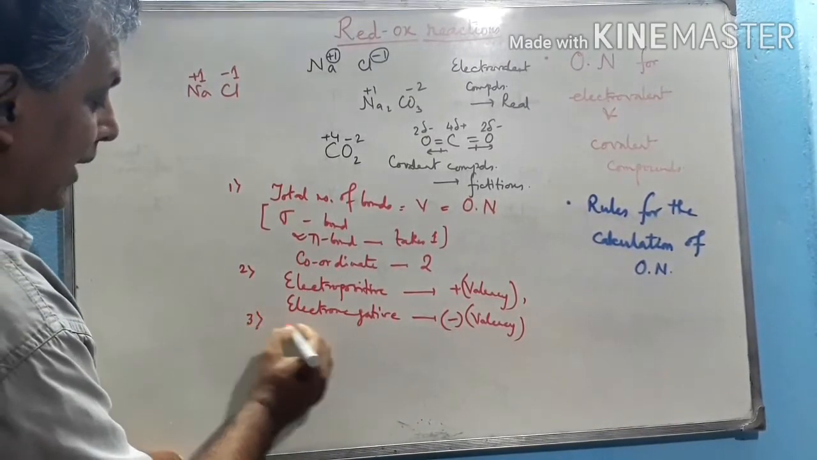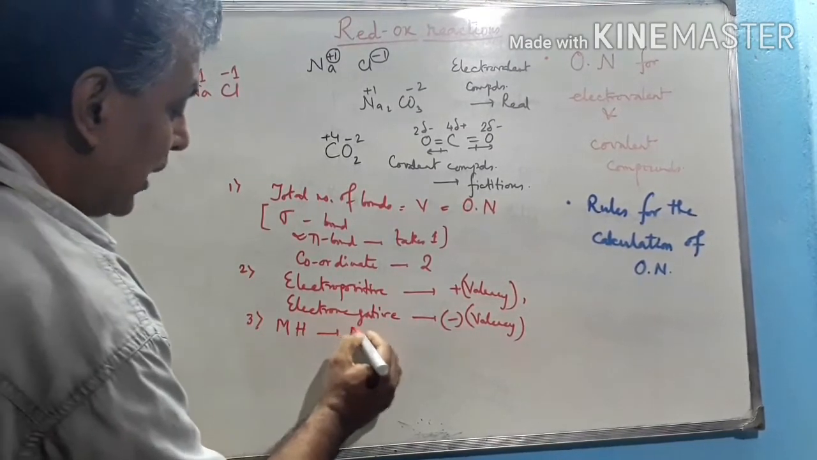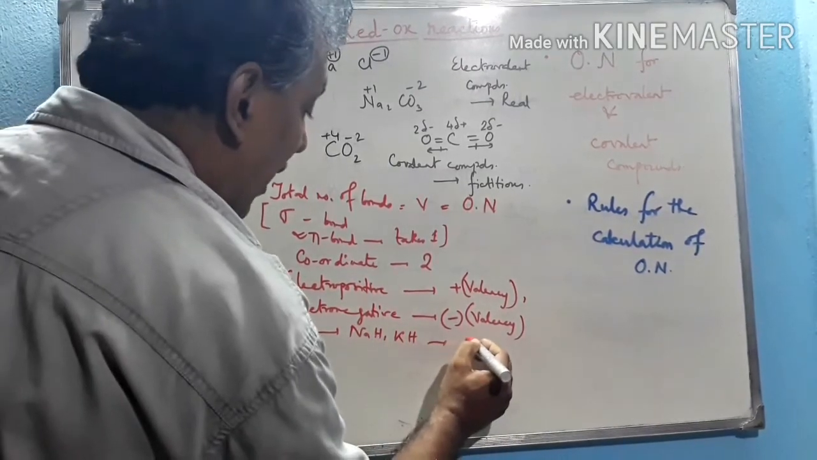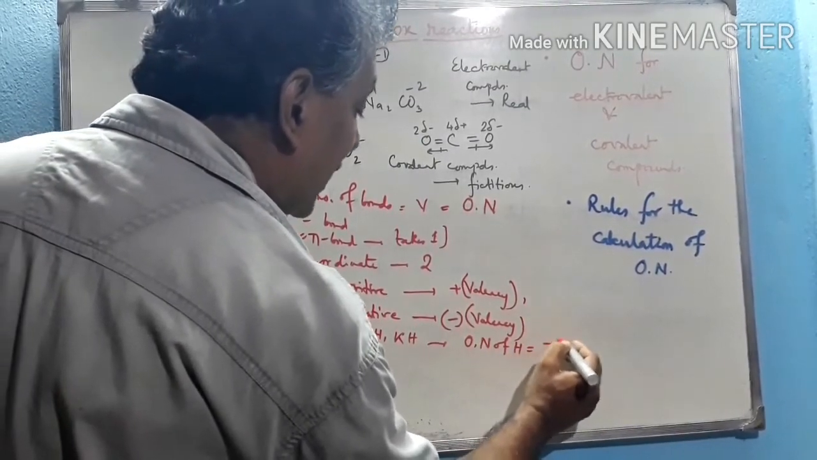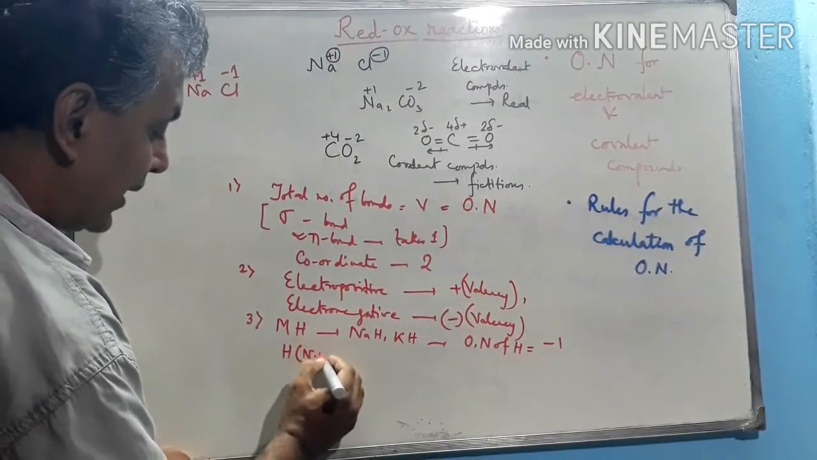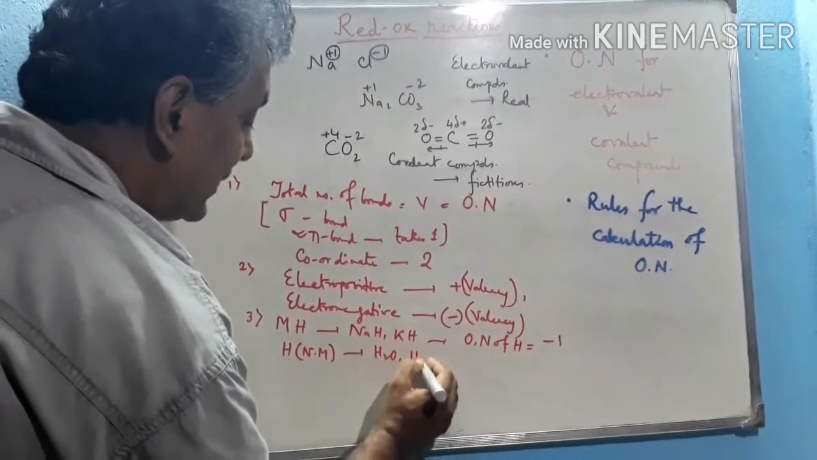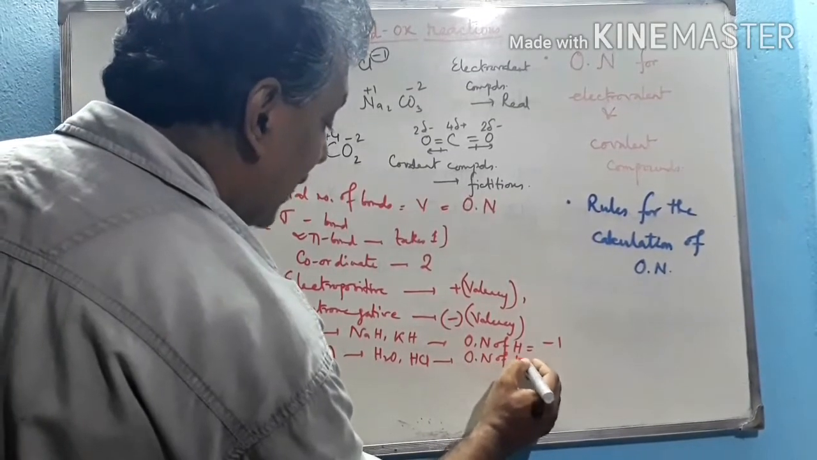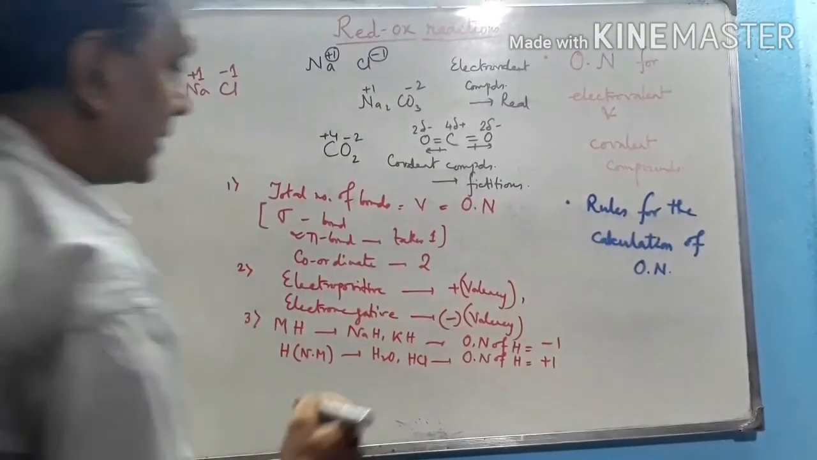Third point: in case of hydrogen, when attached with a metal, like in sodium hydride, potassium hydride, etc., take the oxidation number of hydrogen equal to -1. But when it is attached with a non-metal, like in H2O, HCl, etc., the oxidation number of hydrogen is equal to +1. Now these are the first 3 rules.